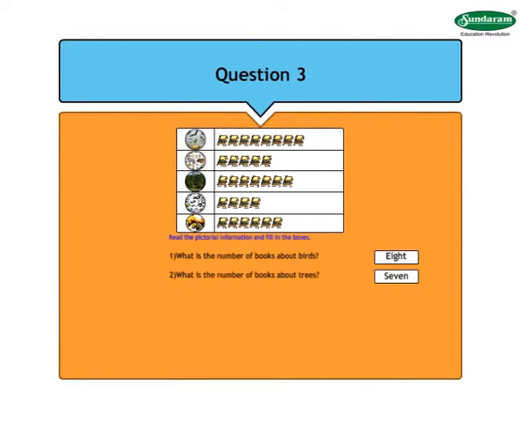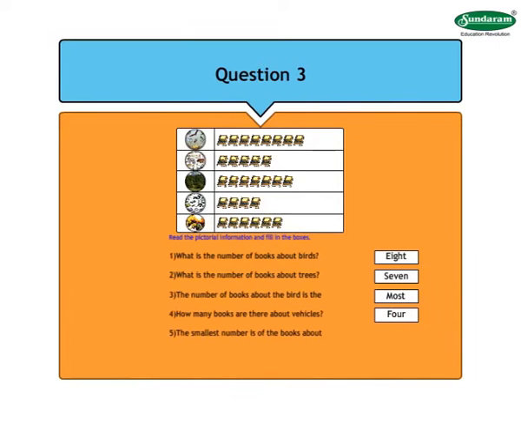3. The number of books about the bird is the most. 4. How many books are there about vehicles? 4. 5. The smallest number is of the books about vehicles. 6. How many books are there about fruits? 6. 7. How many books are there about animals? 5.